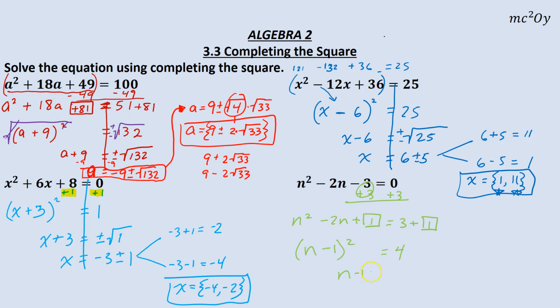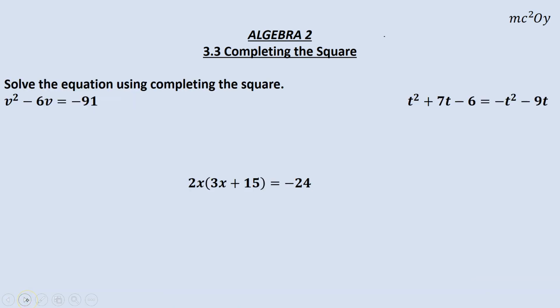So I now have n minus 1 is equal to plus or minus root 4. n is equal to 1 plus or minus the square root of 4, which is 2, which gives me 1 plus 2, 1 minus 2, or 3 and negative 2. So n equals the set negative 2 and 3. All right. There we got it.